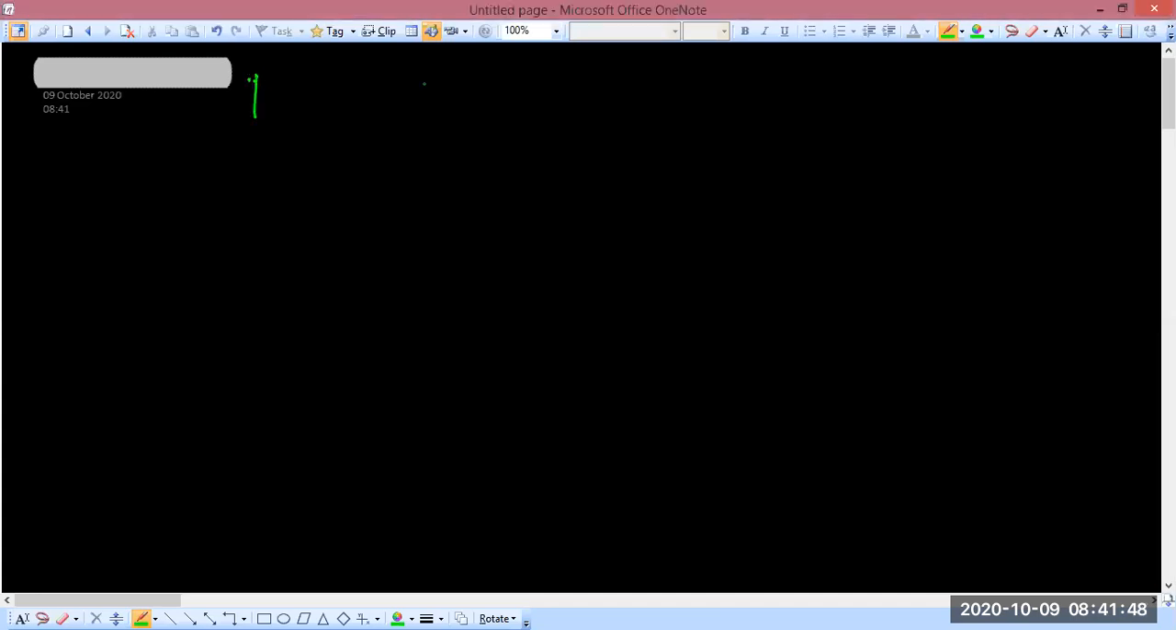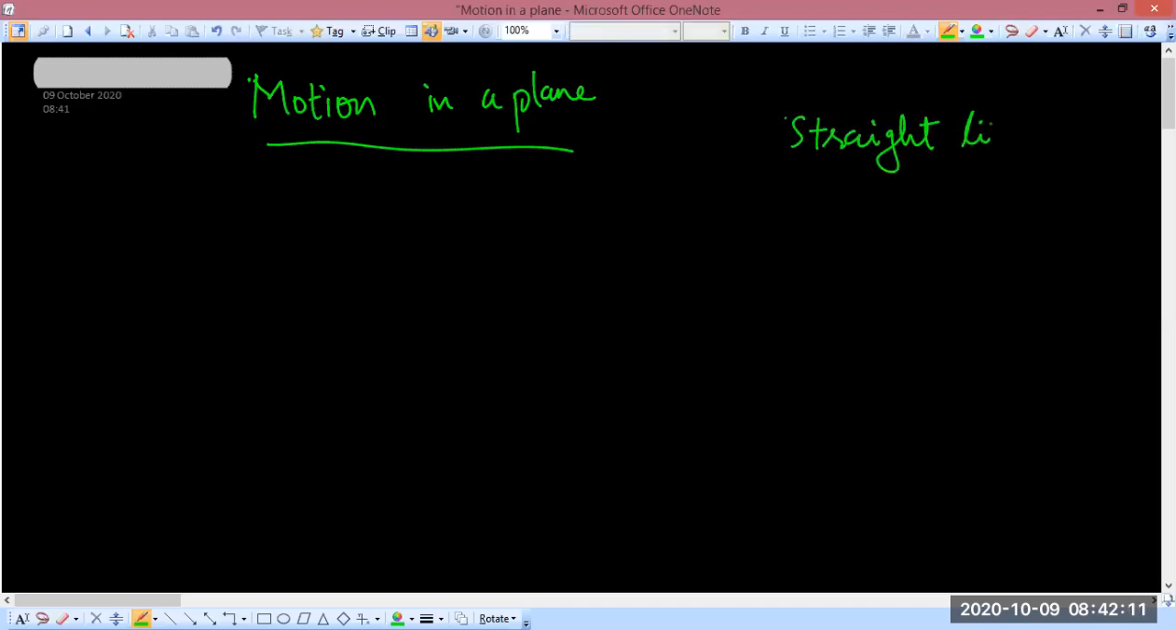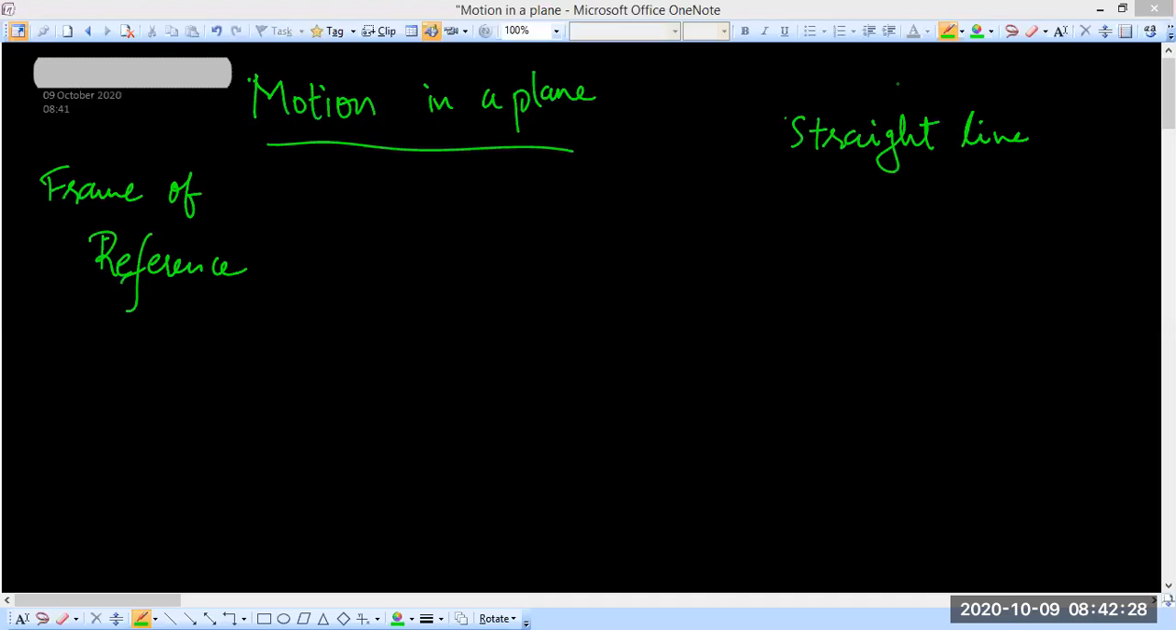When I'm saying that physics is starting, now we are going to talk about motion in a plane, officially. If you remember when we started the chapter motion in a straight line, that is the previous chapter, the first thing that I taught you was that there always has to be a frame of reference. Do you remember that? So that is still true here.